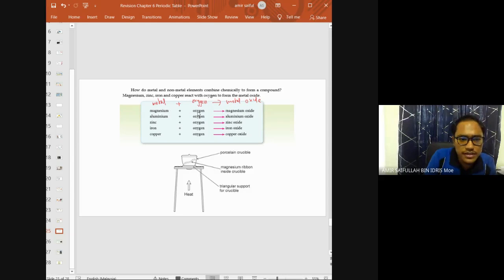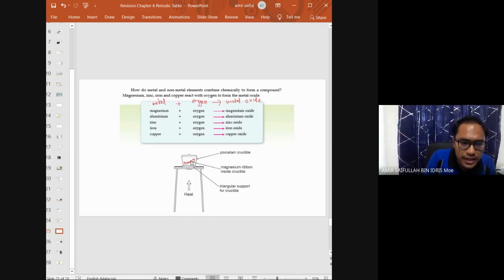So magnesium plus oxygen becomes magnesium oxide. Aluminium plus oxygen, aluminium oxide. Zinc, oxygen, zinc oxide. Iron, oxygen, iron oxide. Copper plus oxygen, copper oxide. So how do you mix them? Okay, like this one. This one is a magnesium strip.